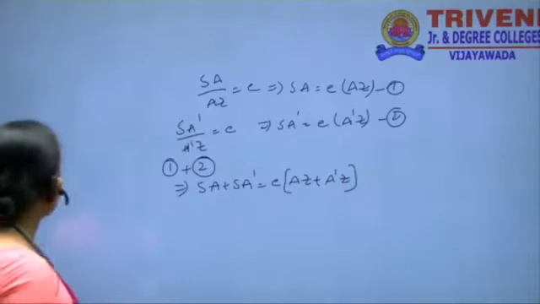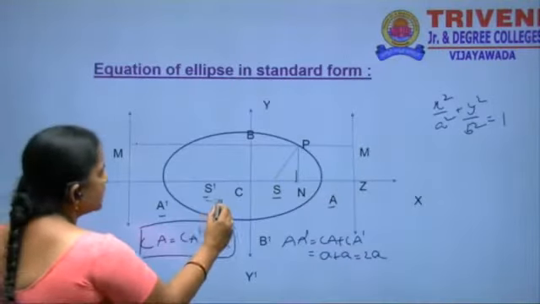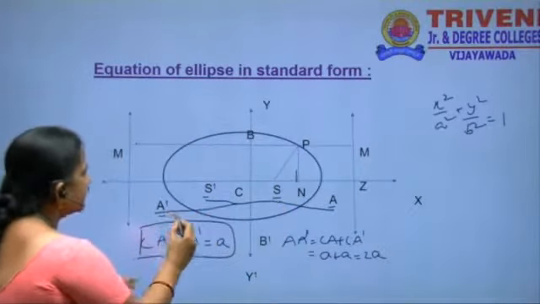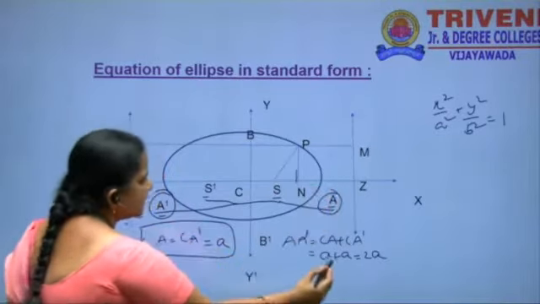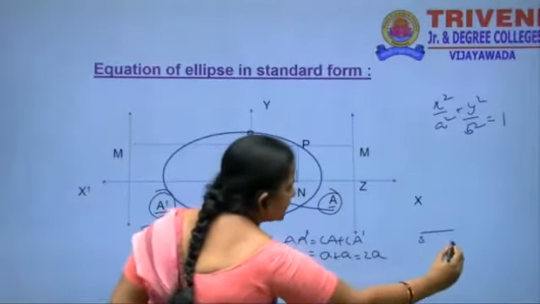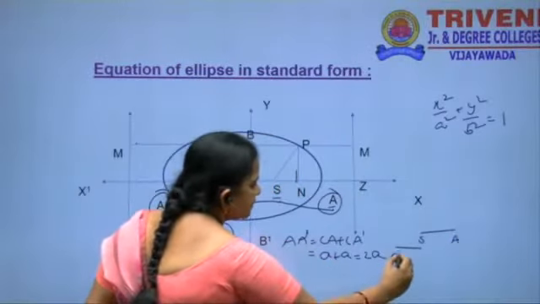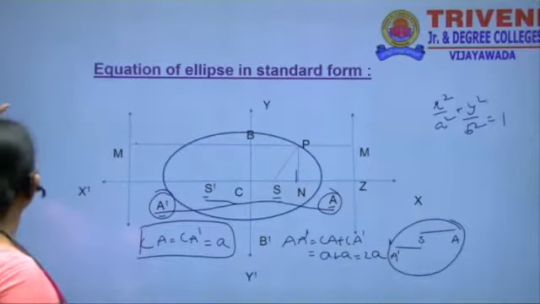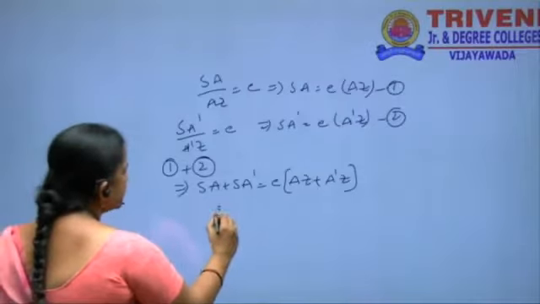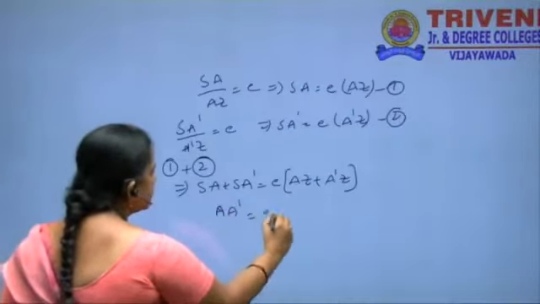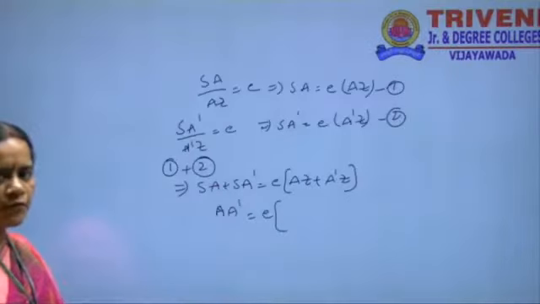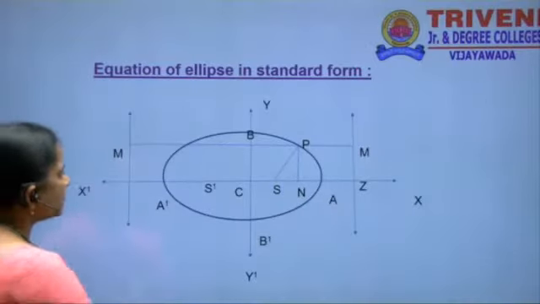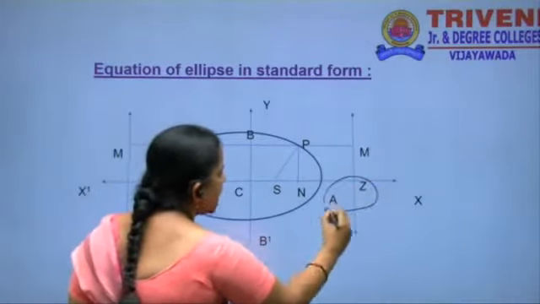In the figure, SA plus SA dash can be written as AA dash. So AA dash is equal to E into the distance of AZ plus A dash Z. We write the distance here.